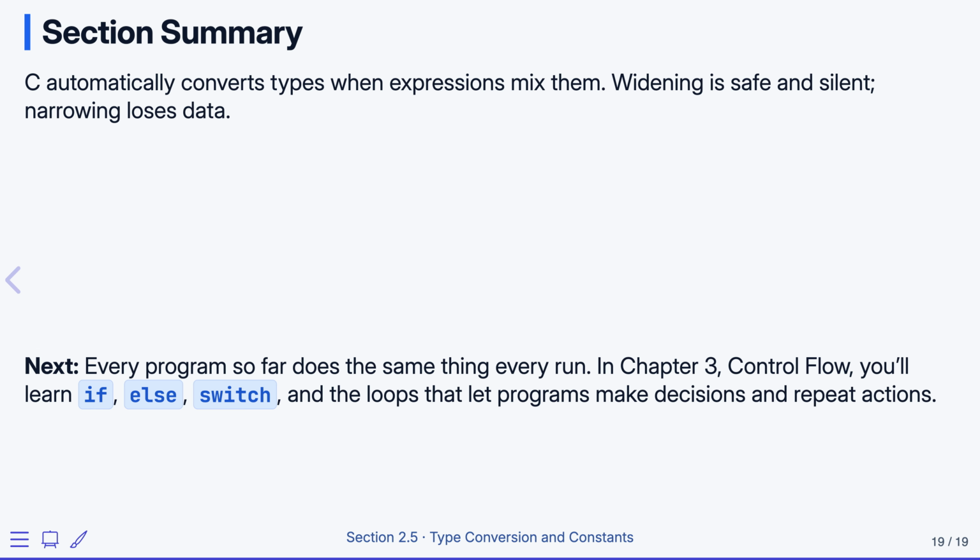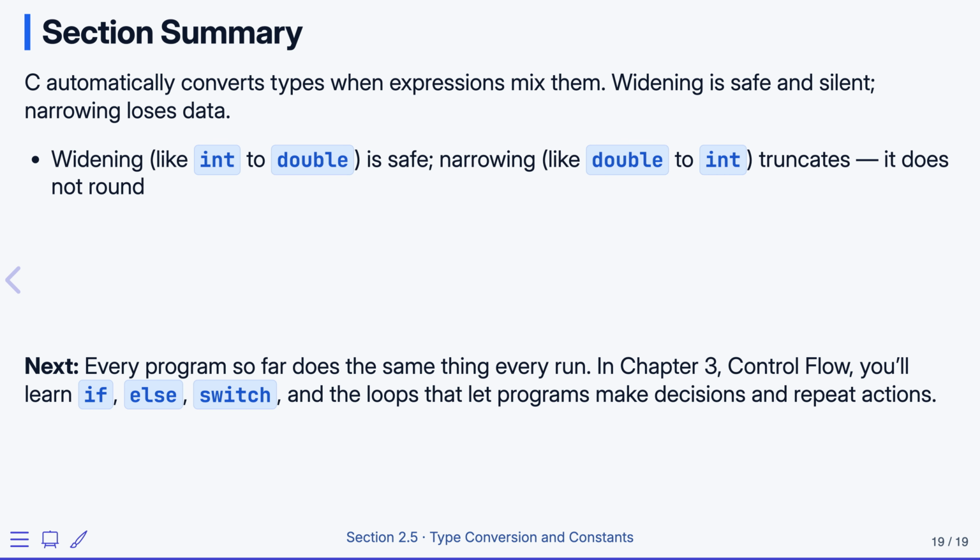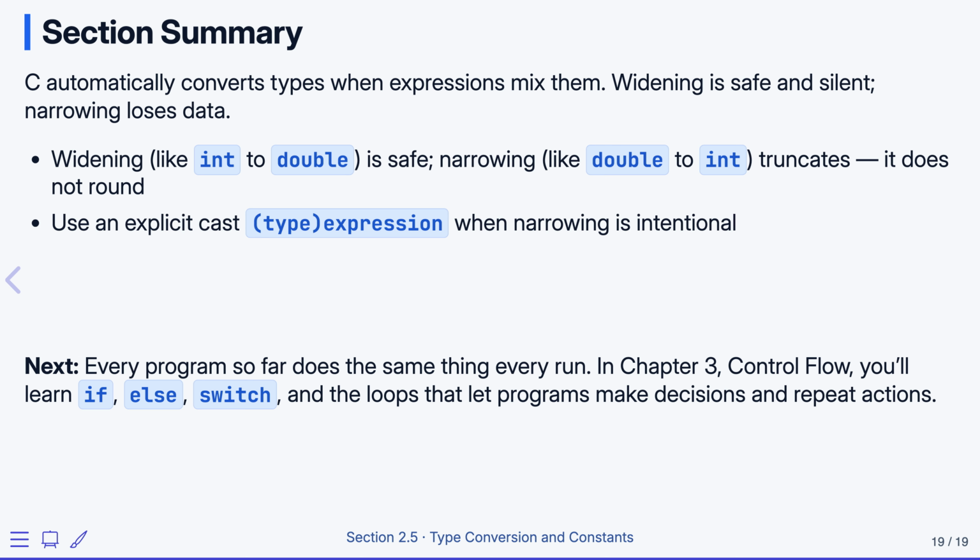Let's recap. C automatically converts between types when expressions mix them. Widening is safe and silent. Narrowing loses data. Widening like int to double is safe. Narrowing like double to int truncates the value. It does not round. Use an explicit cast, the target type in parentheses, when narrowing is intentional.